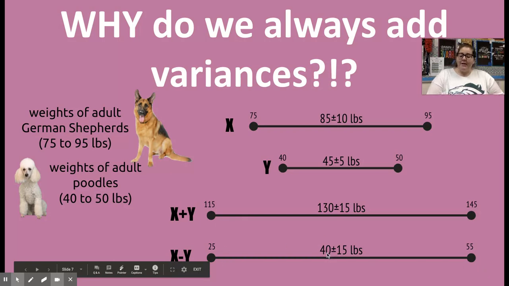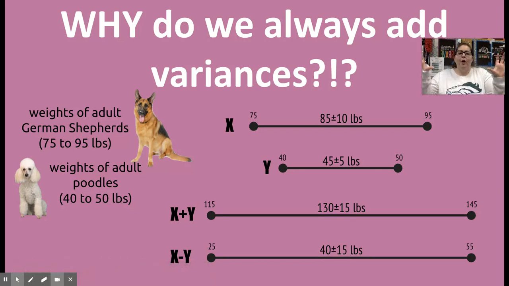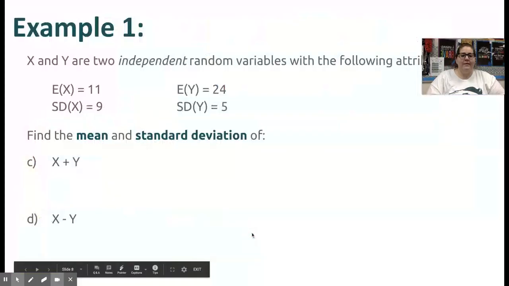So my mean decreased, 85 minus 45 is 40. Right? My mean went down, that makes sense. But my standard deviation, or my variability, still went up. So any combination of two variables, each with their own variability, when I combine them, it's always going to lead to more uncertainty. It's more variability because I'm combining them and they're each coming with their own variability. So I'm always going to add when I'm dealing with variance.